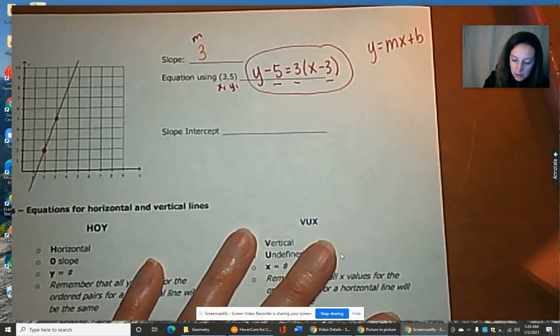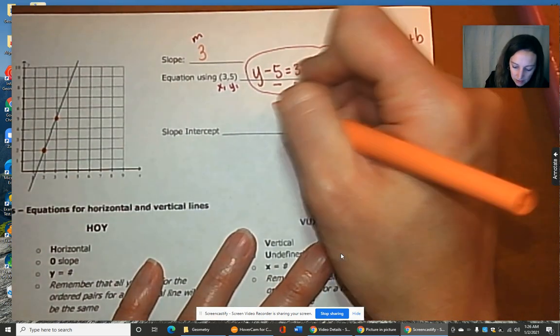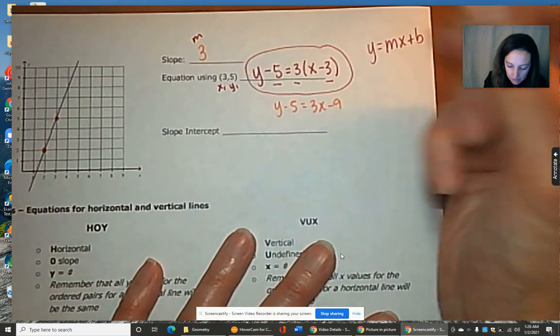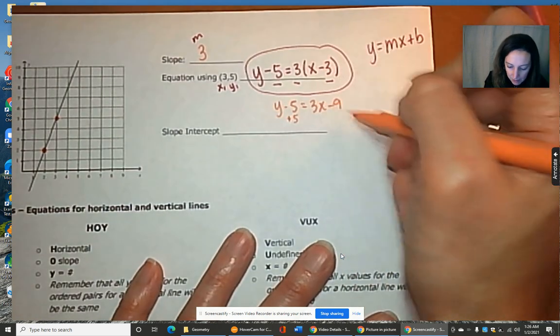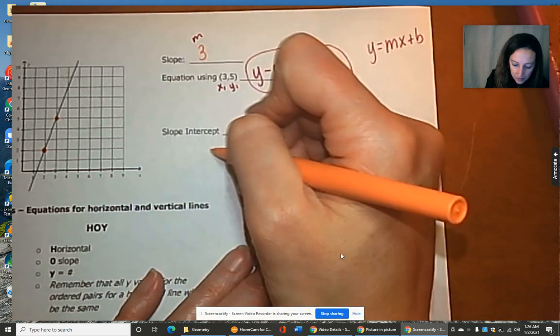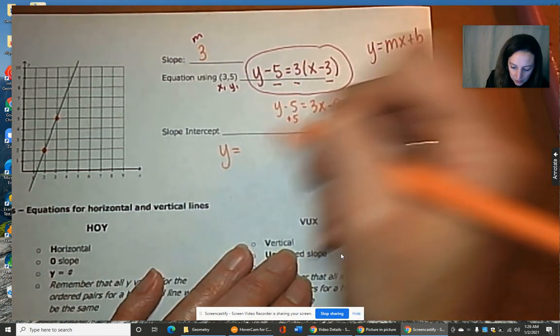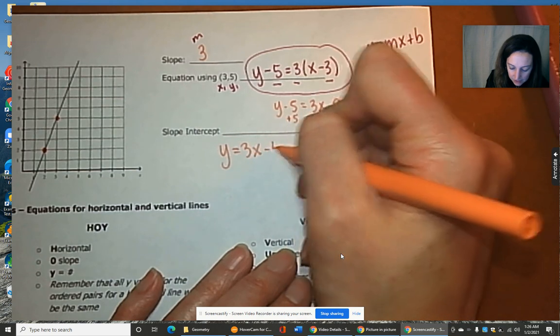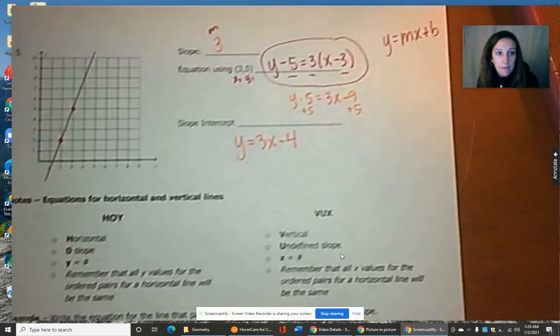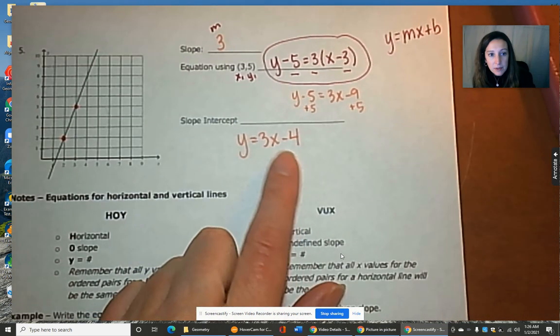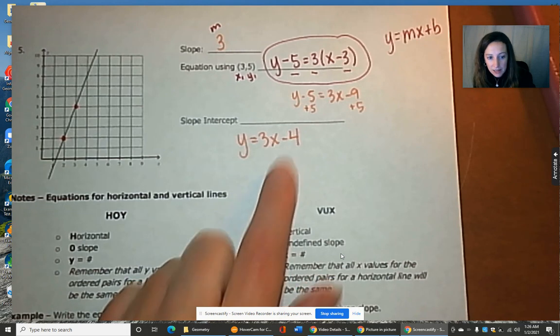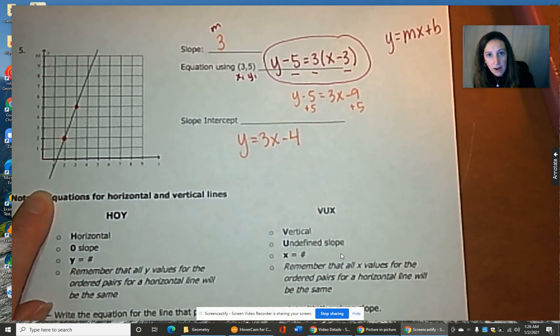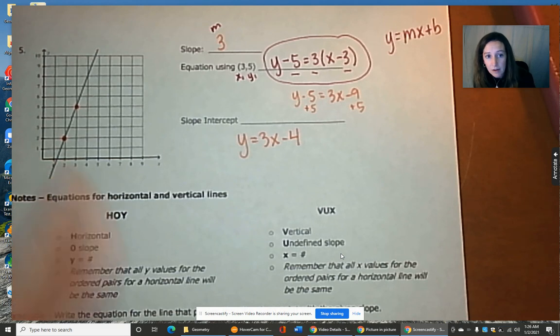So I'm going to take this, and I'm solving for y. So when I solve for y, I've got to distribute. y minus 5 equals 3x minus 9. And if I add 5 to get my y alone, I get y equals 3x minus 4. All right, my slope is 3. This one now is saying that my y-intercept is negative 4. We can't see because the graph's kind of cut off where the y-intercept is, but it does look like it's going to be about negative 4. So this answer does make sense.